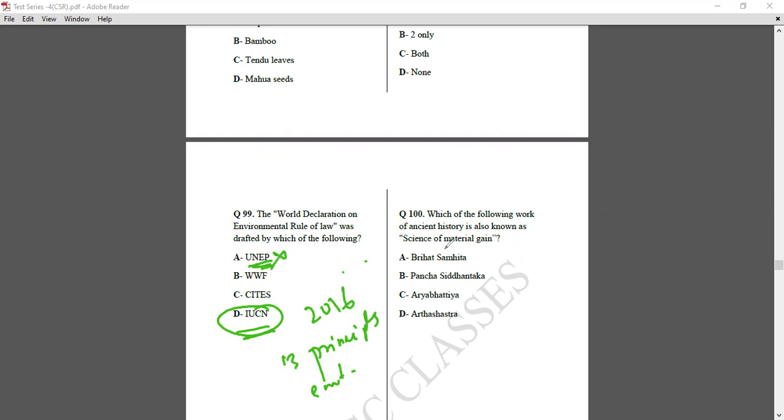Okay. So the last question, which of the following work of ancient history is also known as Science of Material Gain? So it's a direct question from our notes, ancient history notes. Brihat Samhita, Panchasiddhantika, Aryabhatiya or Arthashastra. So Panchasiddhantika, Brihat Samhita, Aryabhatiya, all are from Gupta age. Arthashastra is from Mauryan age, written by Chanakya or Kautilya. So the right answer is Science of Material Gain is Arthashastra. Fine. Okay. Thank you.